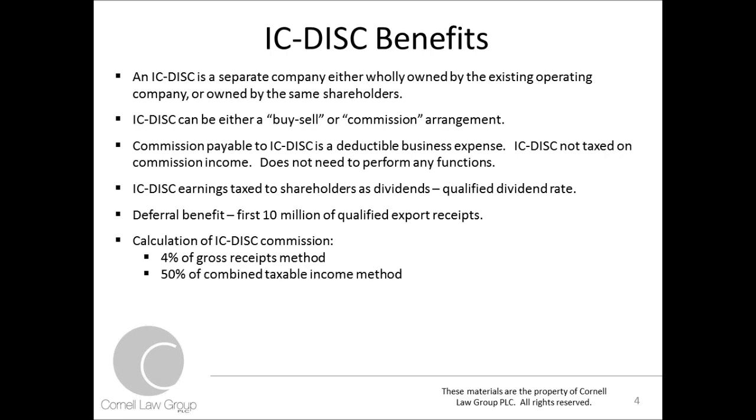A more complex method is the 50% of taxable income method. Under this method, a business first separates its gross receipts into two buckets, basically export receipts and non-export receipts. And then it must allocate all of its deductions, expenses and credits between these two buckets to arrive at its net taxable income in each bucket. The business can then pay a commission to the IC disc equal to 50% of the taxable income in that export bucket. Although this method is a lot more complicated and generally requires more compliance work, it also usually creates a much higher tax benefit. The exception would be a business that has a lot of gross receipts but a very low profit margin.